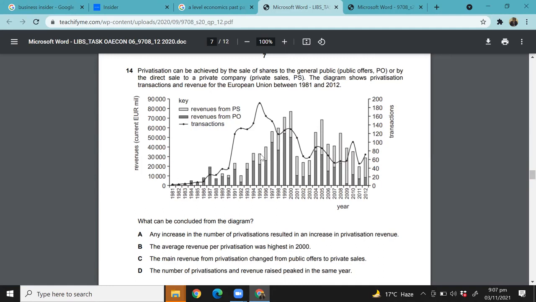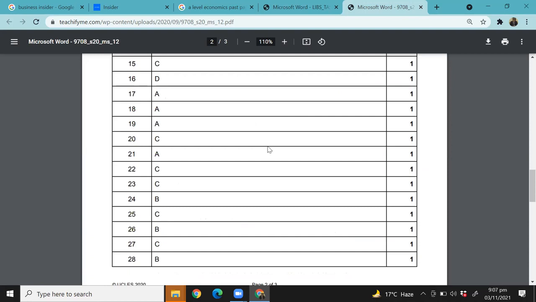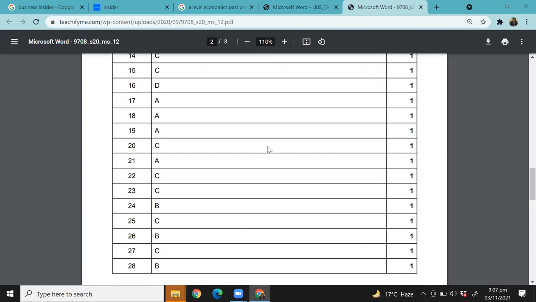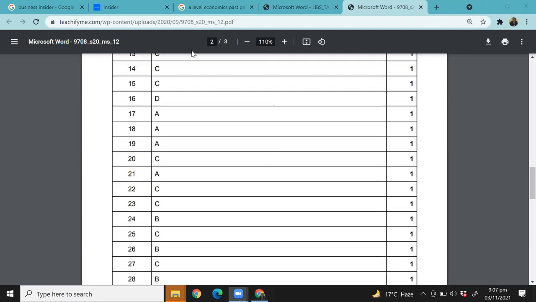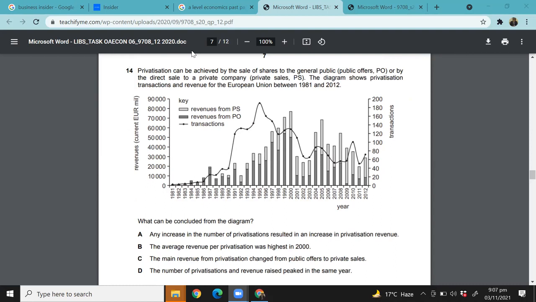But if you look at the revenue, revenue was quite low. Yes or no? Revenue was quite low. Whereas on the other hand, revenue was highest somewhere in 2000, but the transactions were relatively low. So you can't say that the increase in privatization resulted in an increase in privatization revenue. The two things are not going hand in hand, right? Did you get my point or did you not? 14 is C, right? Okay, perfect. Let's move to the next question.